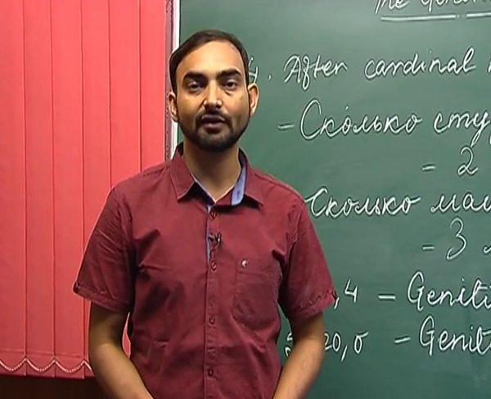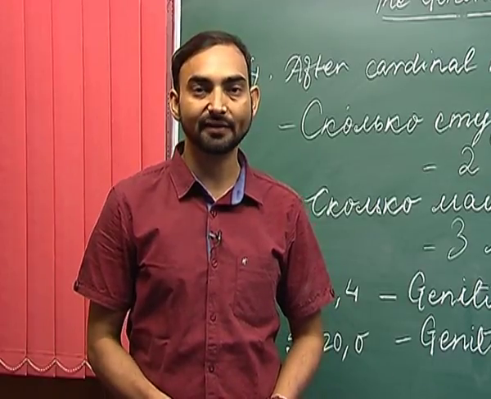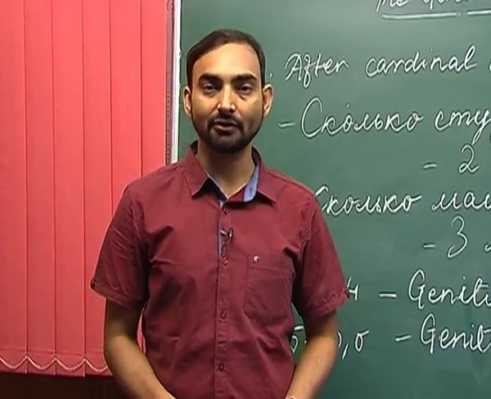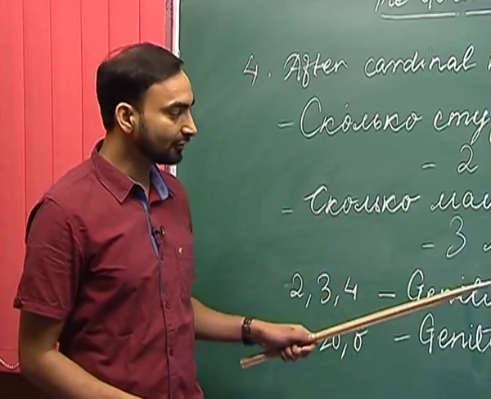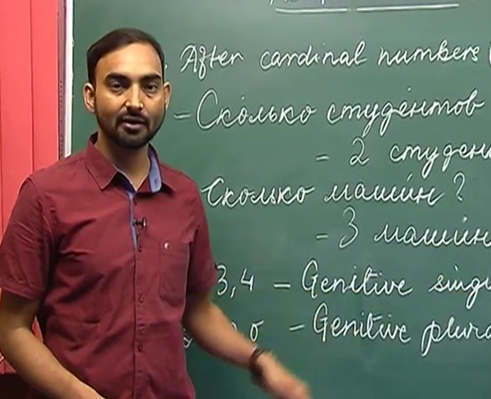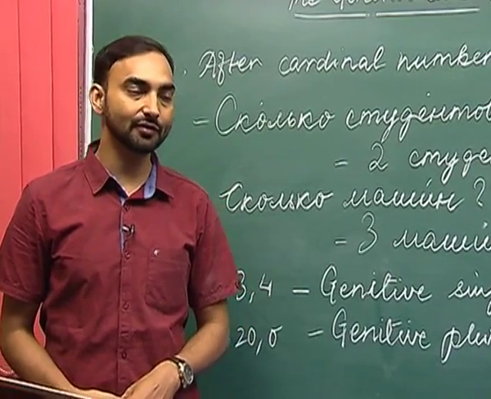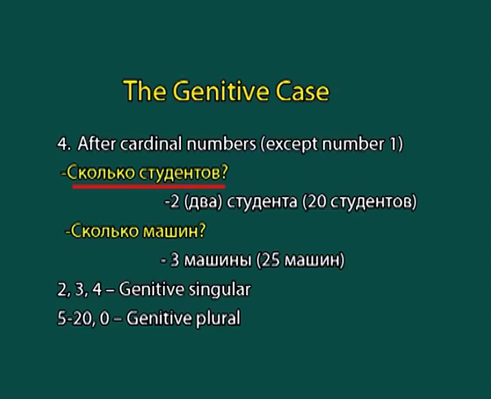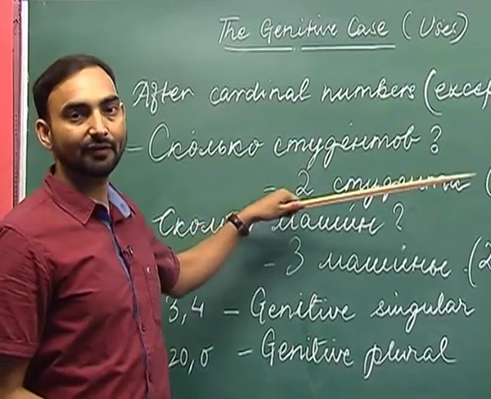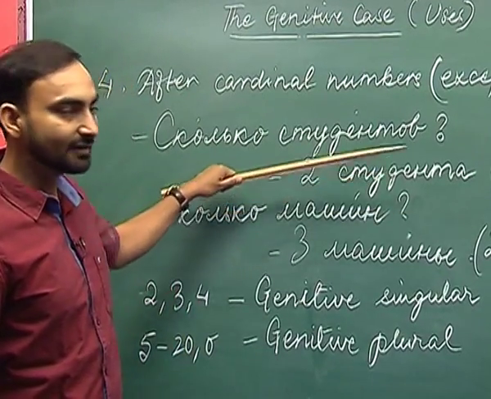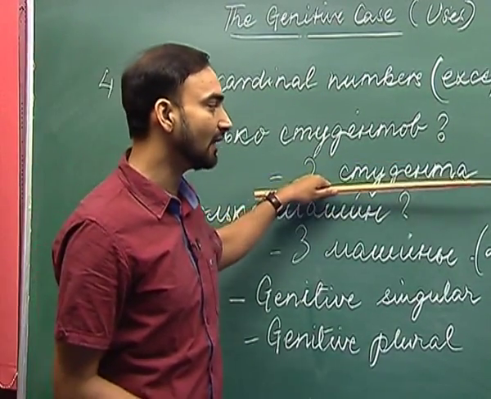Genitive case of nouns is also used after the cardinal numbers except 1. With 1 we use the nominative singular, and with 2, 3, 4 we use genitive singular, and with 5 onwards and if a cardinal number ends with 0 we use genitive plural. For example, skolko studentov, how many students? So, if you answer with a cardinal number which has 2, 3, 4 at the end, we use the genitive singular, dva studenta.